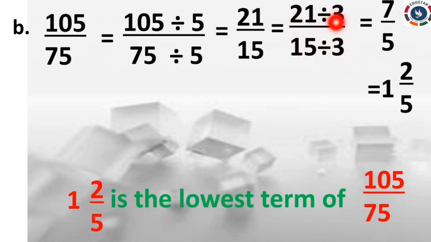If you divide, how many times is 3 in 21? 7 times, right? Then how many times is 3 in 15? 5 times. So 7 by 5. So this is also an improper fraction. You can convert it into a mixed fraction. If you divide, you will get the answer, it is equal to 1 2 by 5. So 1 2 by 5 is the lowest term of 105 by 75. This is the common factor method we use to form the lowest term.